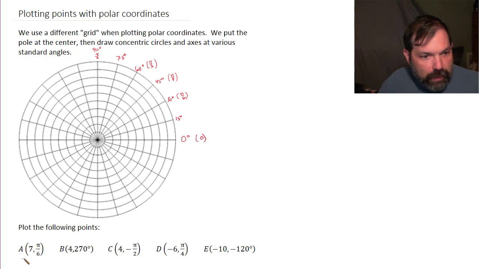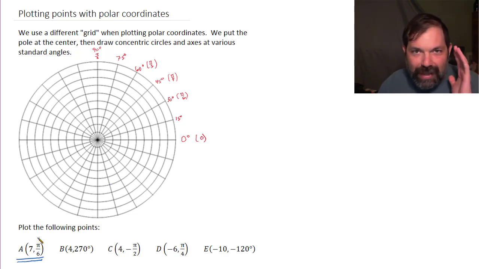The point (7, pi over 6). What that means is, even though we see the 7 first, the way I tend to think of it is, I first think of the pi over 6. I think of the angle. So I'm pointing in the direction of pi over 6, and I step out 7 spaces. So 1, 2, 3, 4, 5, 6, 7. Here's the point A that I've measured. That is (7, pi over 6).